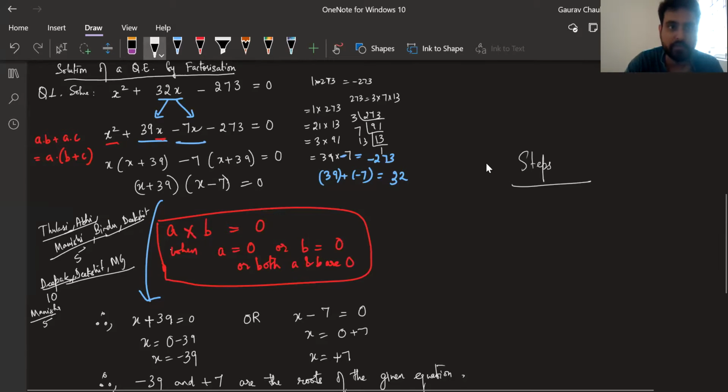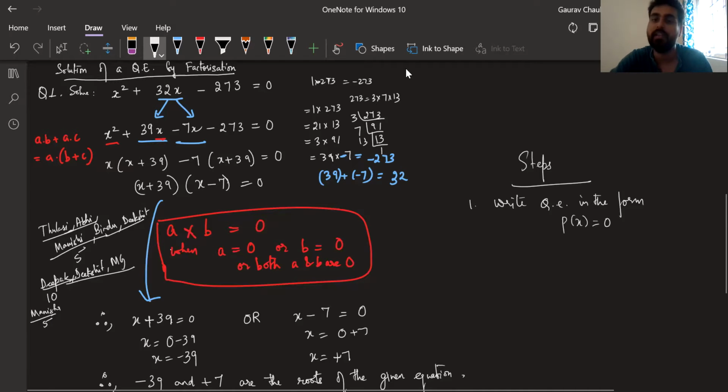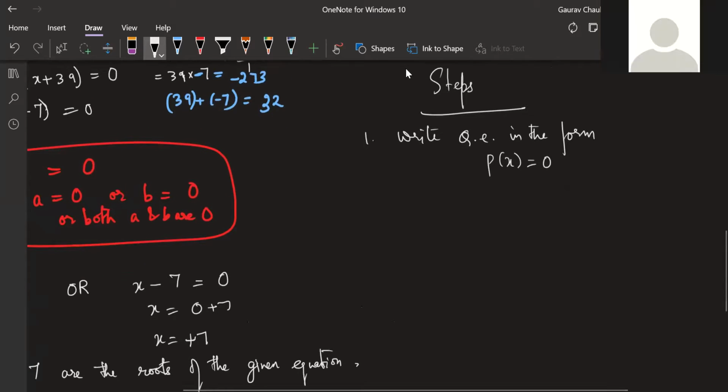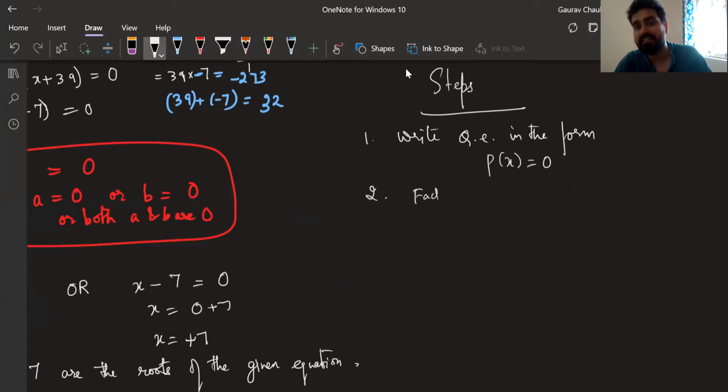This is steps for solving a quadratic equation by factorization. The first thing is write the quadratic equation in the form p of x equal to 0. Means everything should be on the left side, right side should only have 0. Then only you should factorize, otherwise it will not go correct. Okay. Second step is factorize. For the factorization step, you take your 8th class notebook and check, and we can rewatch the videos also.